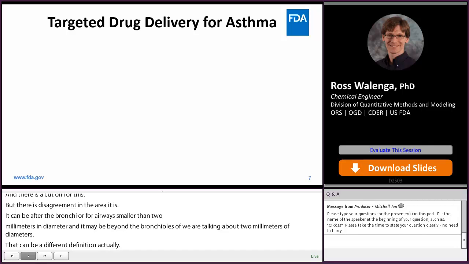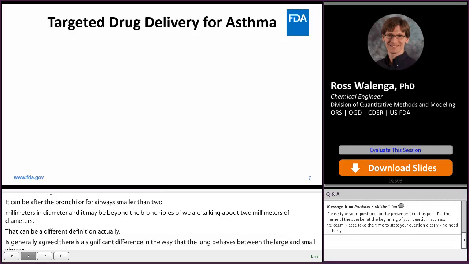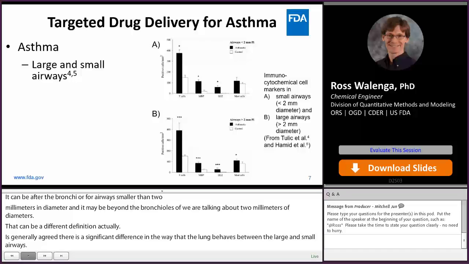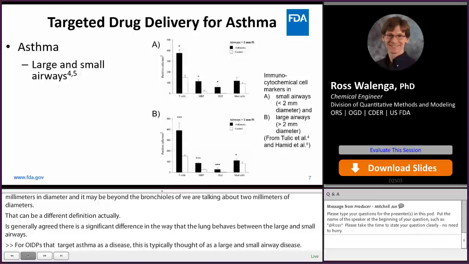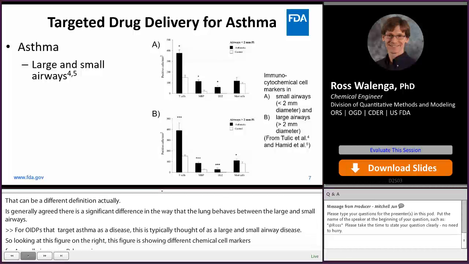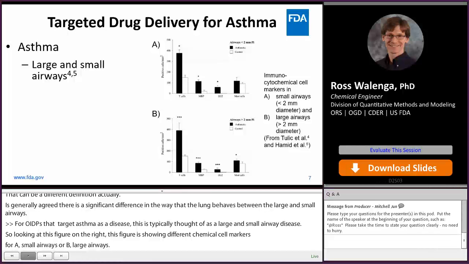For OINDPs that target asthma as the disease, this is typically thought of as a large and small airway disease. Looking at this figure on the right, it is showing different immunocytochemical cell markers for either A, small airways, or B, large airways. Looking at the differences between the asthmatic and the control subjects, you can see some significant differences in these markers for both these regions. So it indicates that asthma is active in both regions of the lung, large and small airways.